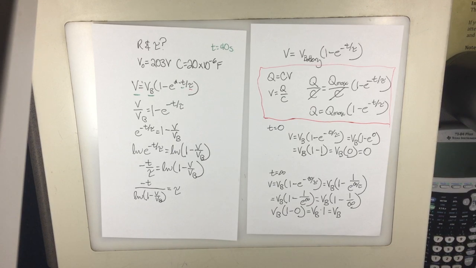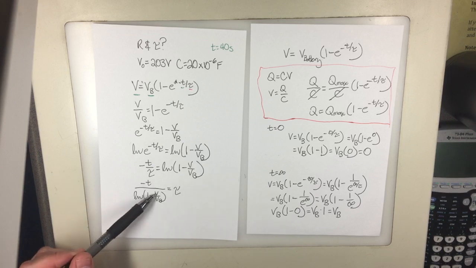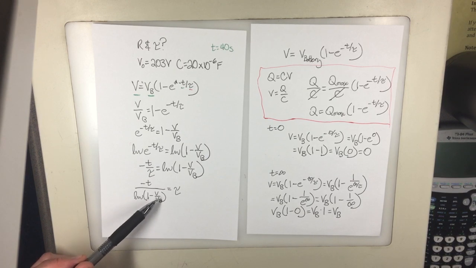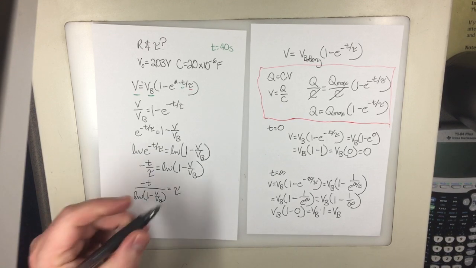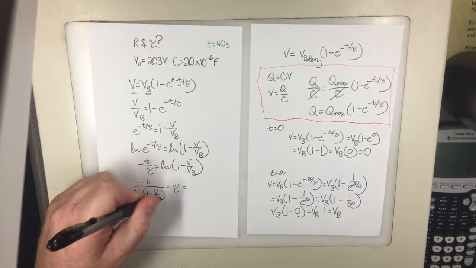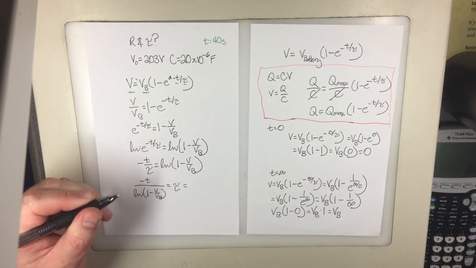Now tau is measured in time, and we have a negative time in our numerator, which is a little bit upsetting. But remember, V over VB is going to give us a number less than 1. So 1 minus a number less than 1 will still give us a number less than 1. And a natural log of any number between 0 and 1 will give you a negative number. So that negative number down here will cancel out with that negative sign there.